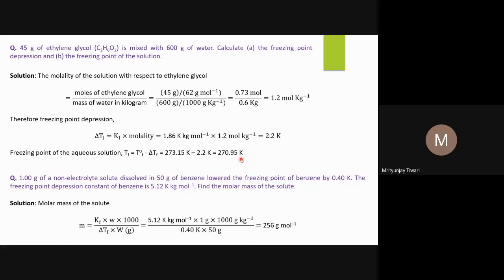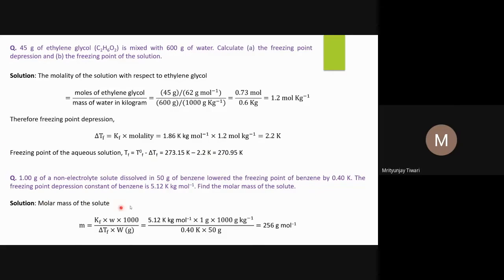And if you have to calculate it in degree centigrade, what would you do? 2.2 Kelvin temperature difference is equal to 2.2 degree centigrade difference. So we'll do 0 degree centigrade minus 2.2 degree centigrade, which means the freezing point will be minus 2.2 degree centigrade on the Celsius scale.